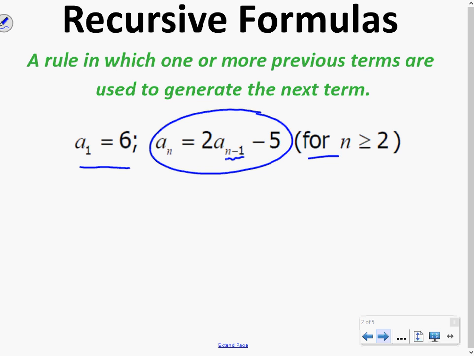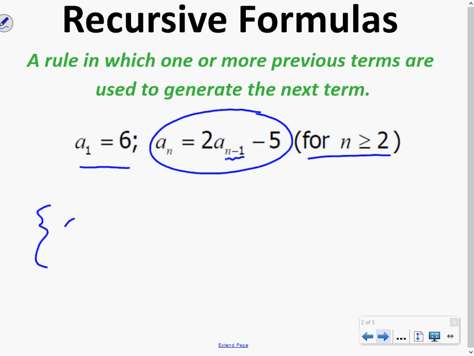Now, this part right here, okay, for n is greater than or equal to 2, that's just saying that you don't start using the formula until you start looking for your second term or higher, because we already know the first term, right? I can't use this formula to find my first term. It only works for finding the second term and up. So let's go ahead and find a couple of these, okay?